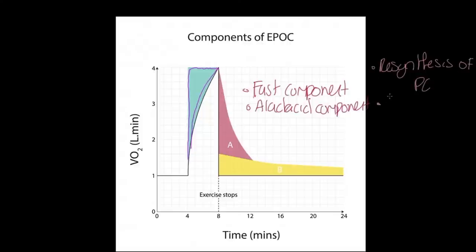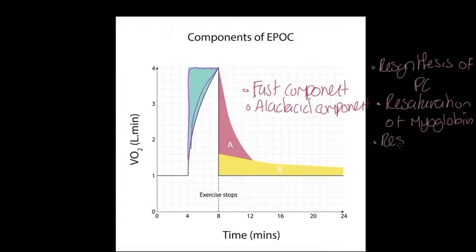Secondly, we also get resaturation of myoglobin. If you're not sure about myoglobin, it is effectively a store and a transport of oxygen within the sarcoplasm. Think of it like hemoglobin, but inside the muscle cell itself. It's in there, and it effectively transports oxygen to the mitochondria. But also, we get the resynthesis of ATP.